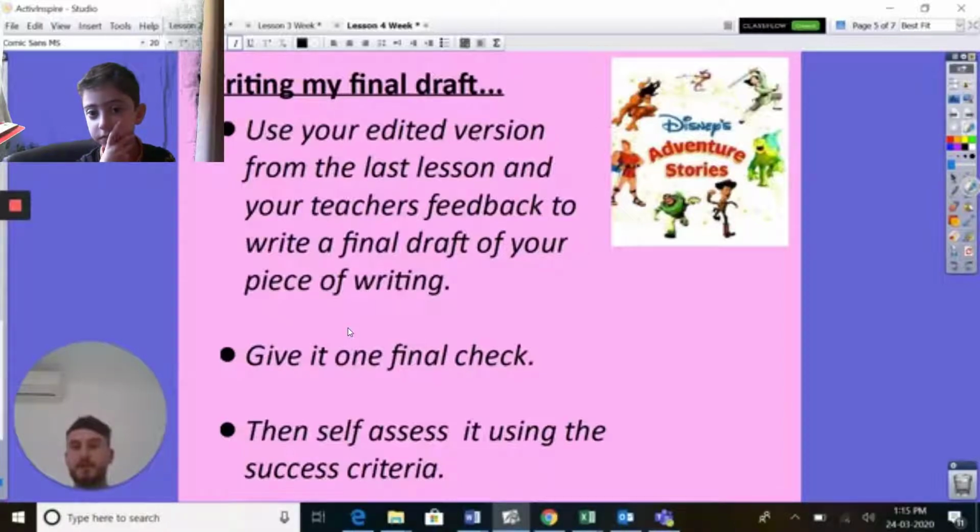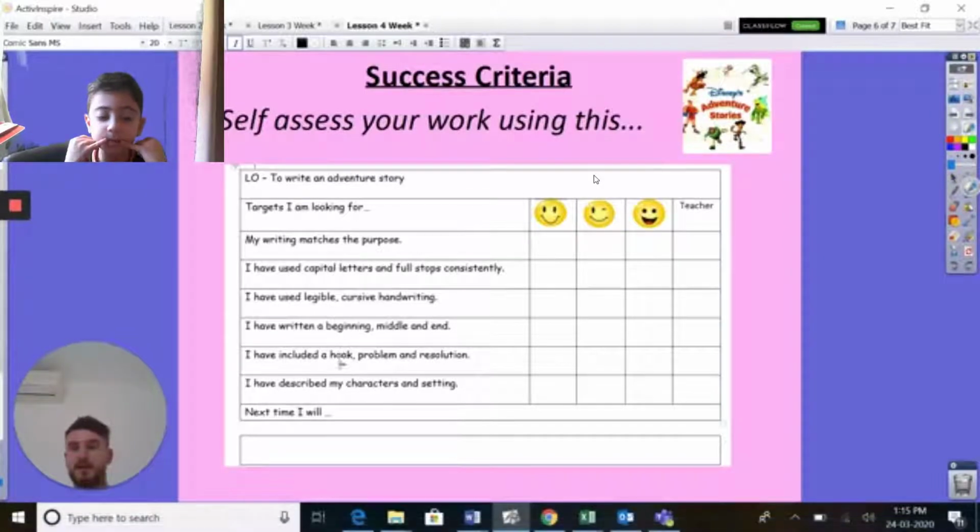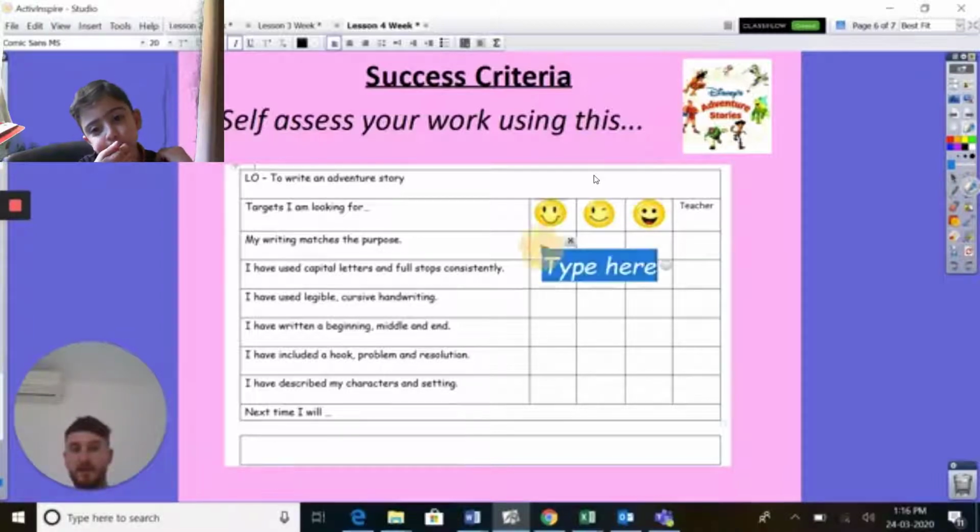Then what you need to do is give it one final check. So read through it one final time, make sure everything's perfect. And then what we want you to do is self-assess using the success criteria that you've got here, okay? So you've got all your important things that you want to check off here. And if you've missed any of them out, there's no problem in going back and trying to add them in or tidy them up. And if you've completed it, you can put a tick in this box here, like that.